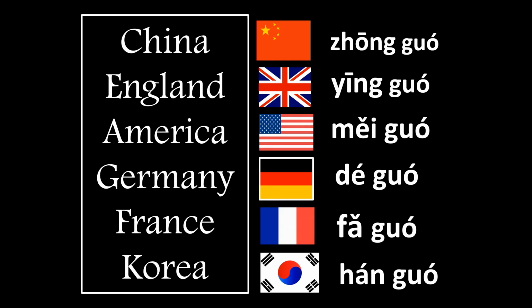Okay, we got 6 countries here. Please repeat after me. Only the first word. 中英美德法韩. If you haven't watched my previous video, please go and watch it, so you can understand how and why I'm doing this. Okay, let's go through that one more time. China, 中国. England, 英国. America, 美国. Germany, 德国. France, 法国. Korea, 韩国.